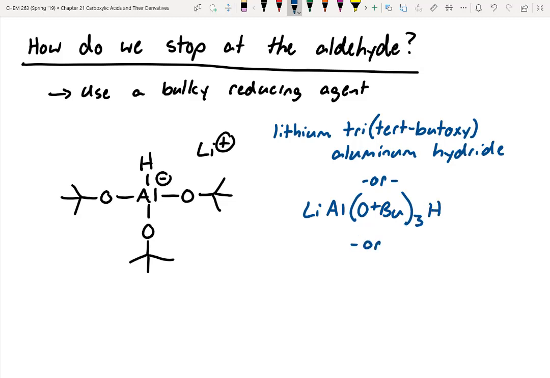Or, what you often see in our textbook is it condensed even further, where they just say LiAl(OR)3H. And really, it's indicating that this R group is equal to some sort of tert-butyl group. I don't know why they condense it down so much in our book, but we should be aware that that R group stands for a tert-butyl group in our textbook. Does that make sense? So this one's so bulky that it will only react with acid halides.